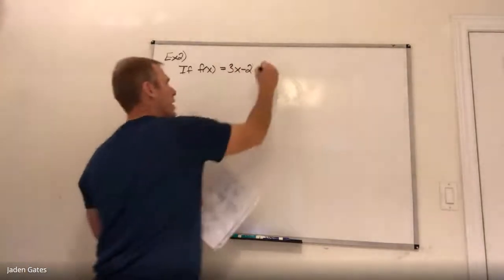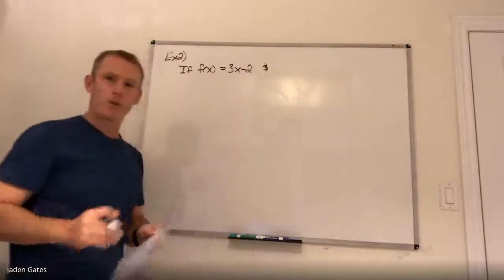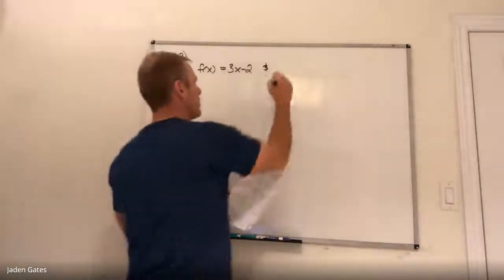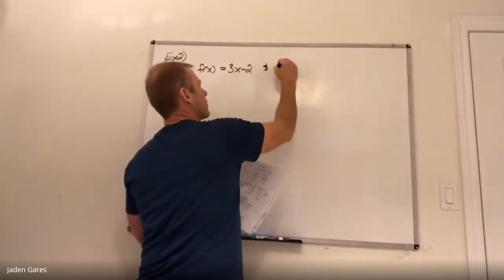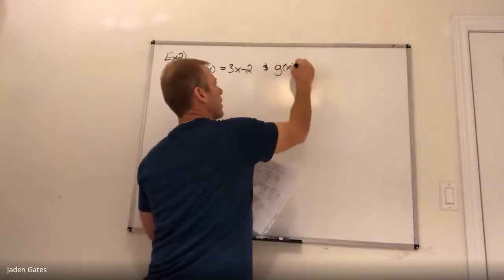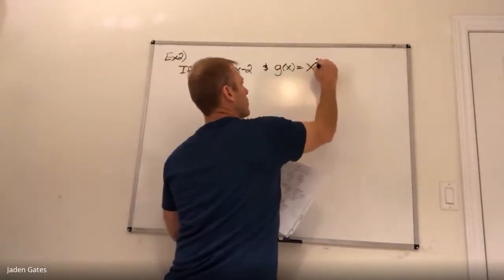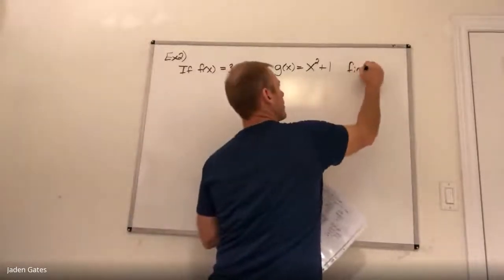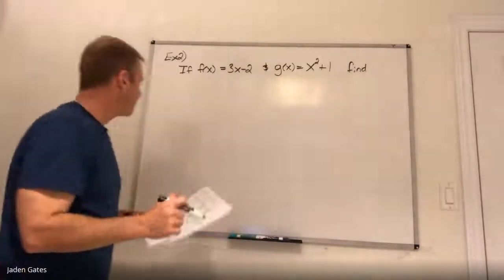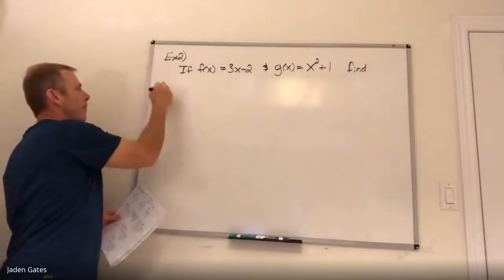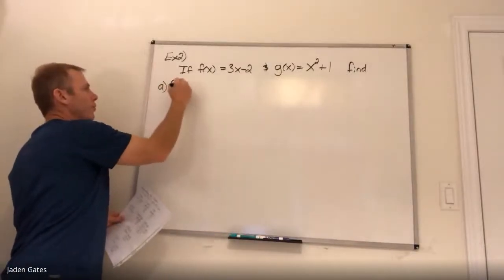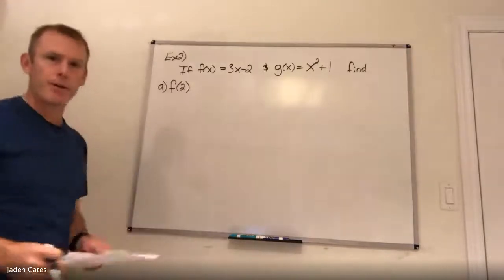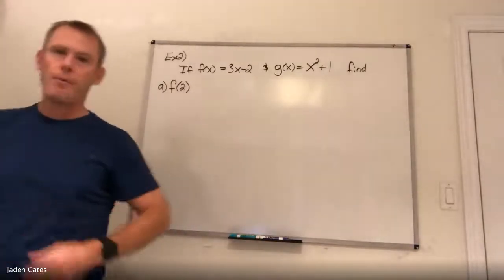That's our first one. And since I've got two equations for this question, I'm going to have a g of x, which is x squared plus 1. And here's what I want to find. I'm going to find a few things here. All right, so A, f of 2. That's what we're going to find. All right, so now a couple of things.